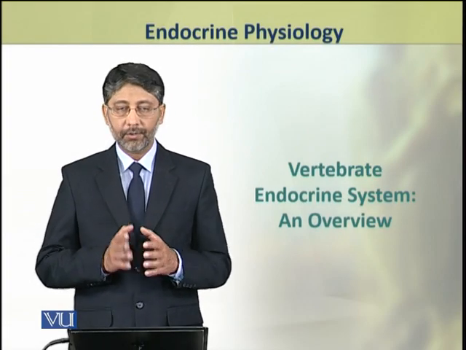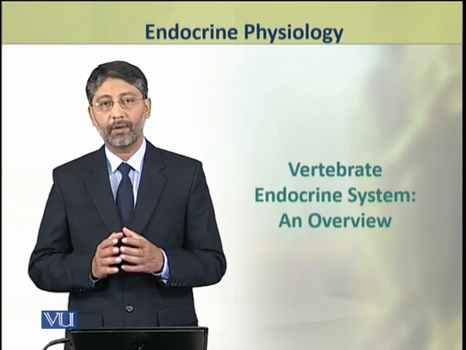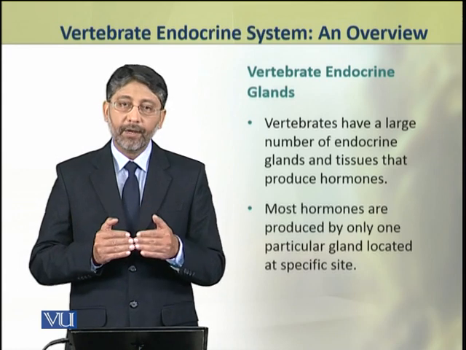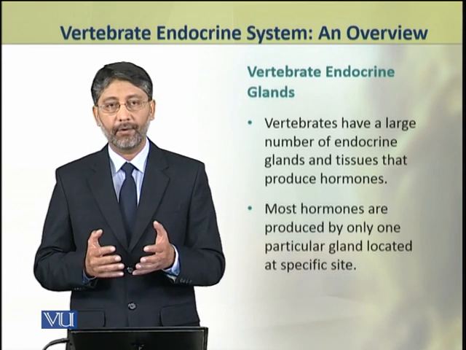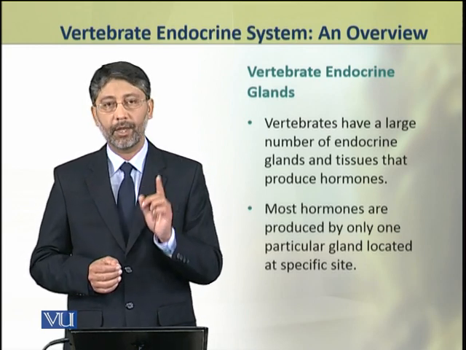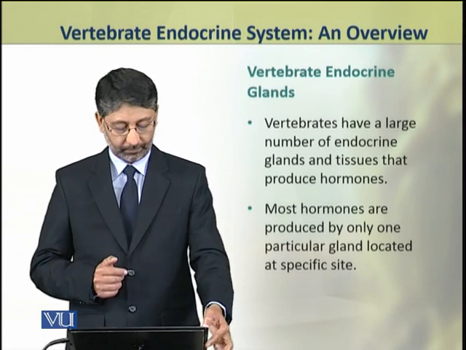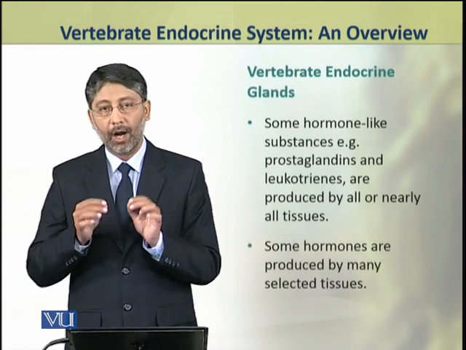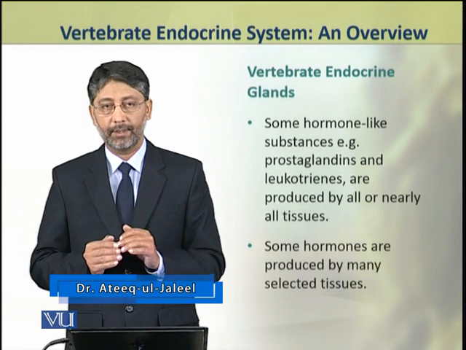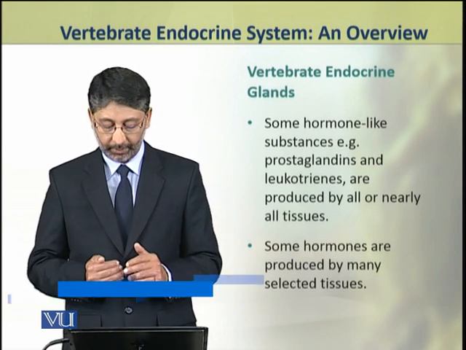Dear students, in this topic, we shall take an overview of the endocrine glands of vertebrates. The vertebrates have a large number of endocrine glands and tissues that produce hormones. Most of the hormones are produced by only one endocrine gland, which is located at a specific site. However, some hormone-like substances, for example, prostaglandins and leukotrienes, are produced by most or all tissues of the body.